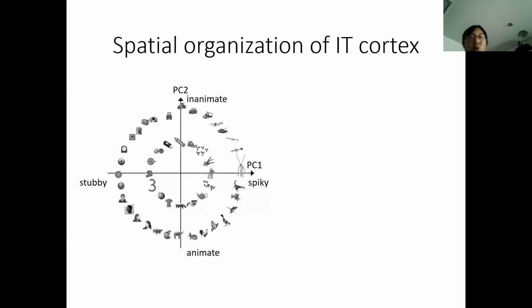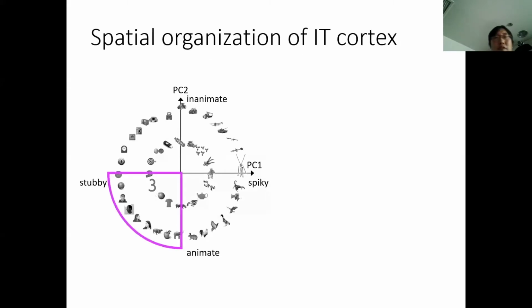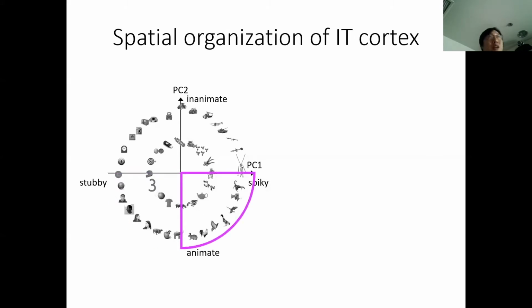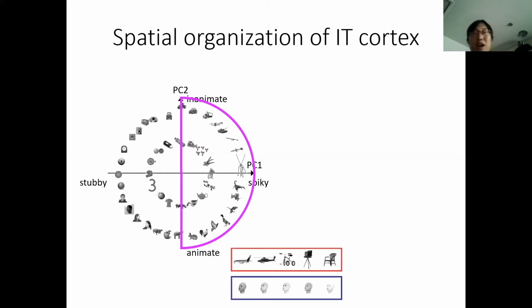Recall the first two axes of object space are roughly stubby versus spiky, and animate versus inanimate. Faces are stubby animate objects. Bodies are spiky animate objects. And the no man's land network seems to prefer spiky objects regardless of animacy. Recall here the top preferred objects of the no man's land network. This observation made me wonder.